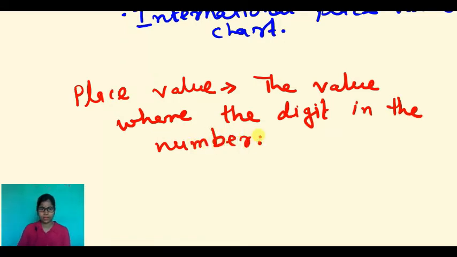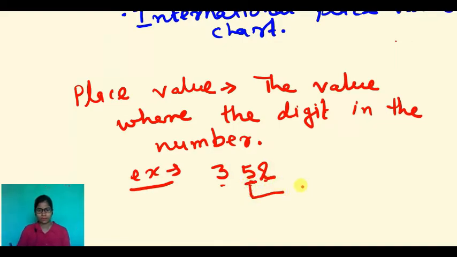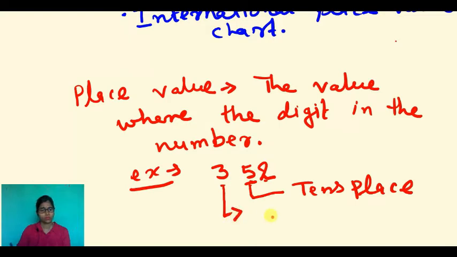This is only the place value. As an example, I am taking a small number, 352. In 352, what is the place value of 5? At which place is 5? 5 is at the tens place. Yes, which place is 3 at? So 3 is at the 100 place.